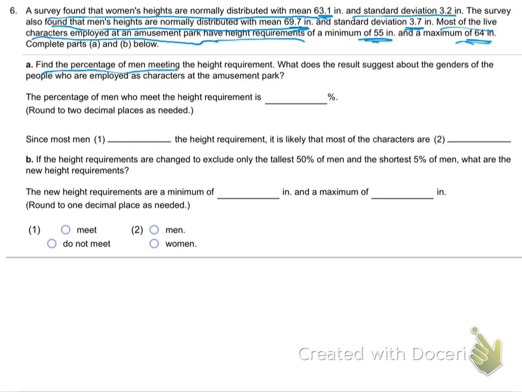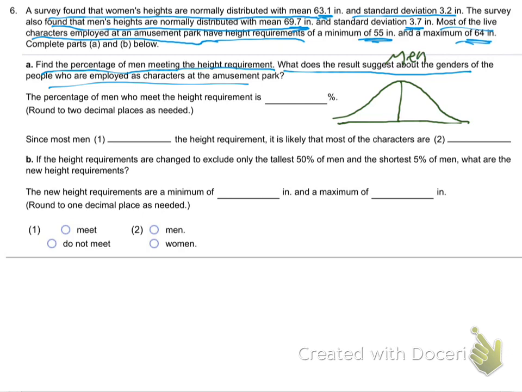Find the percentage of men meeting the height requirement. What does the result suggest about the genders? It suggests they're not men. All right, let's find it. So what are we going to do? We're talking about a normal curve. So here we go again. I'm going to draw a normal curve and put the middle on. What's the middle? We're doing men. This is a men curve. Men's height, mean 69.7. So I put 69.7. Standard deviation 3.7.